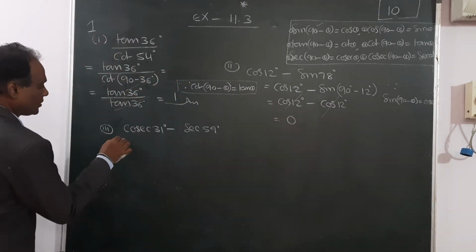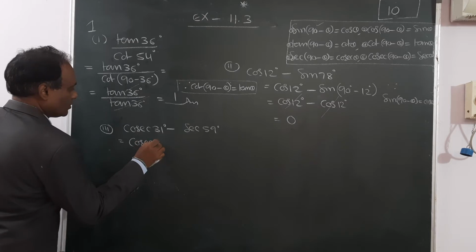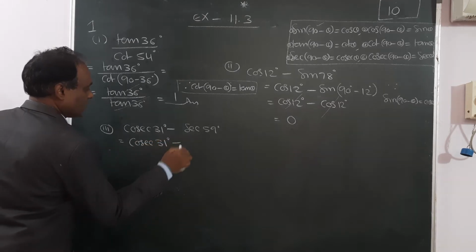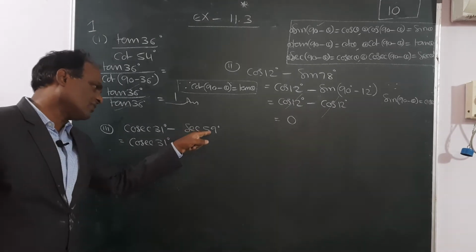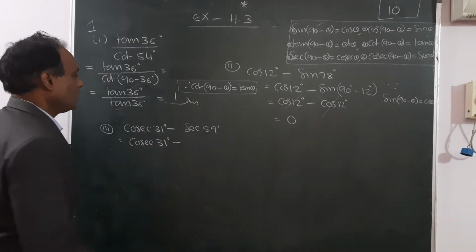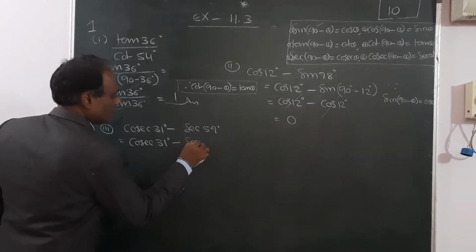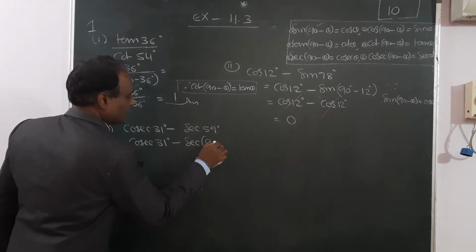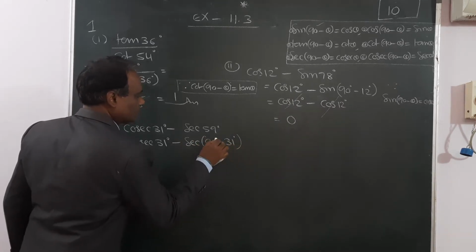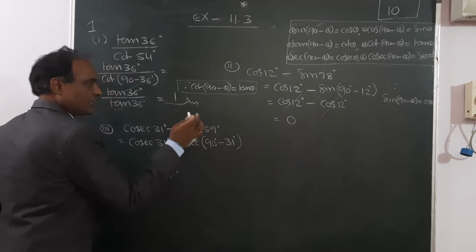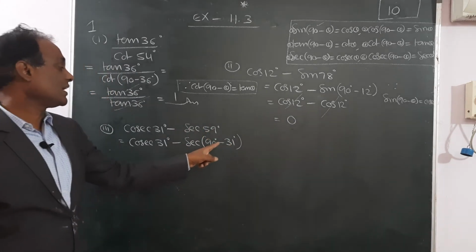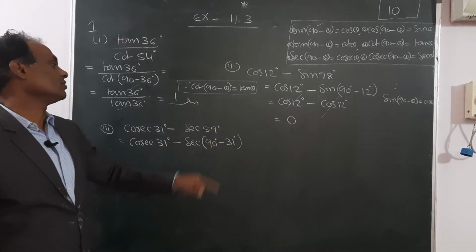Now, cosecant 31 minus secant 59. Change any one, this one or this one. I am changing 59. 59 can be written as 90 minus 31. What is 90 minus 31? 59 only. 90 minus 31 is 59.